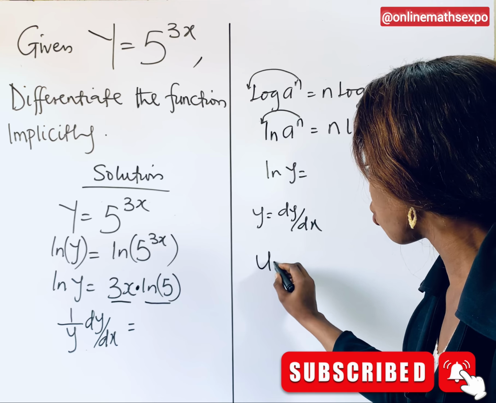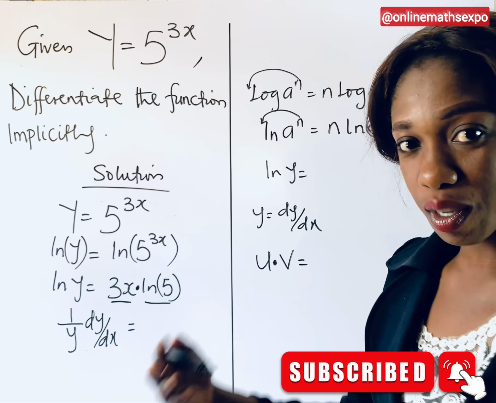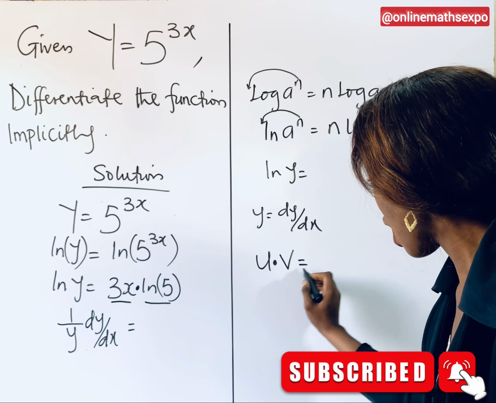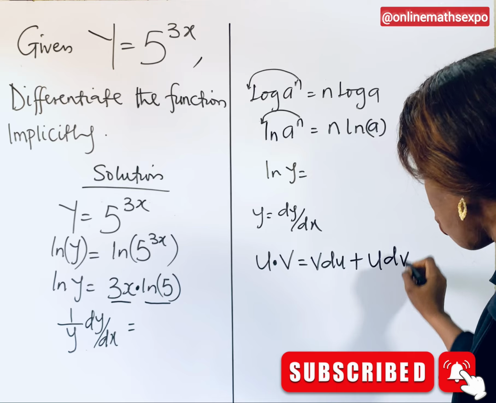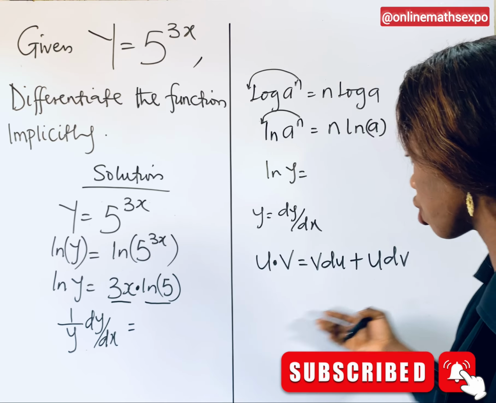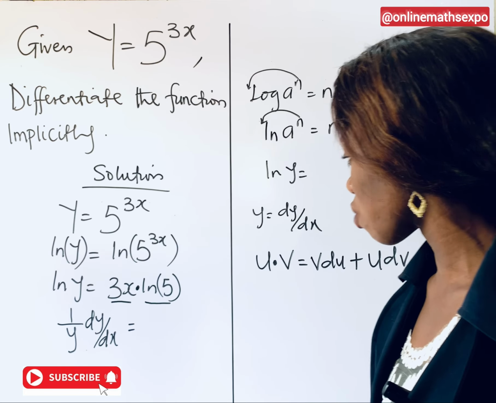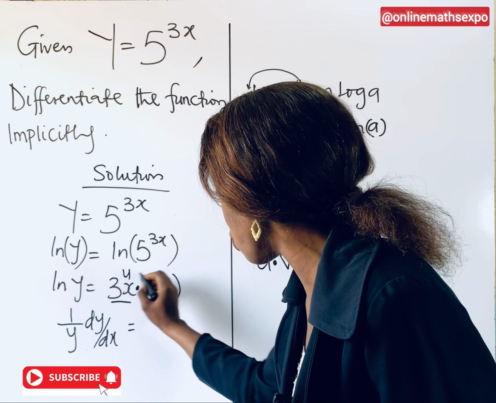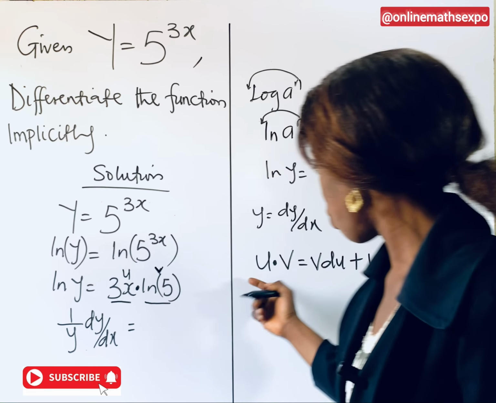And when you have u multiplying v, according to your rule of differentiation, which is the product rule, it says you are going to have v du plus u dv. This is your product rule. You use it for when two functions are multiplying each other. So in this case, we are going to have this as our u and this as our v. So let's apply this rule here.